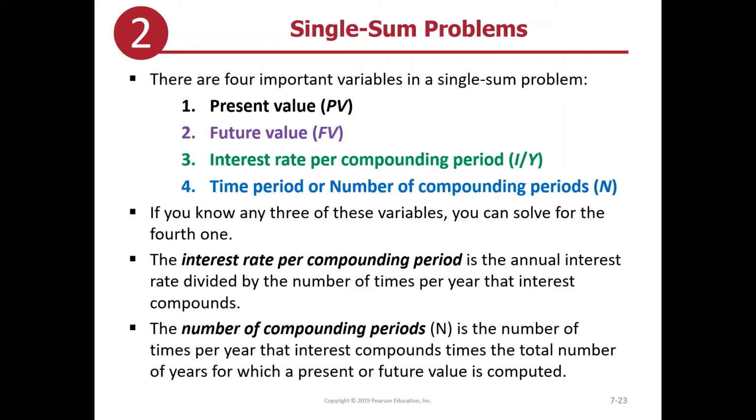The number of compounding periods, which is n, is the number of times per year that interest compounds times the total number of years for which a present or future value is computed. For example, if you are holding a 5-year note receivable that pays interest quarterly, then there are 20 compounding periods. That is 5 years times 4 quarters.